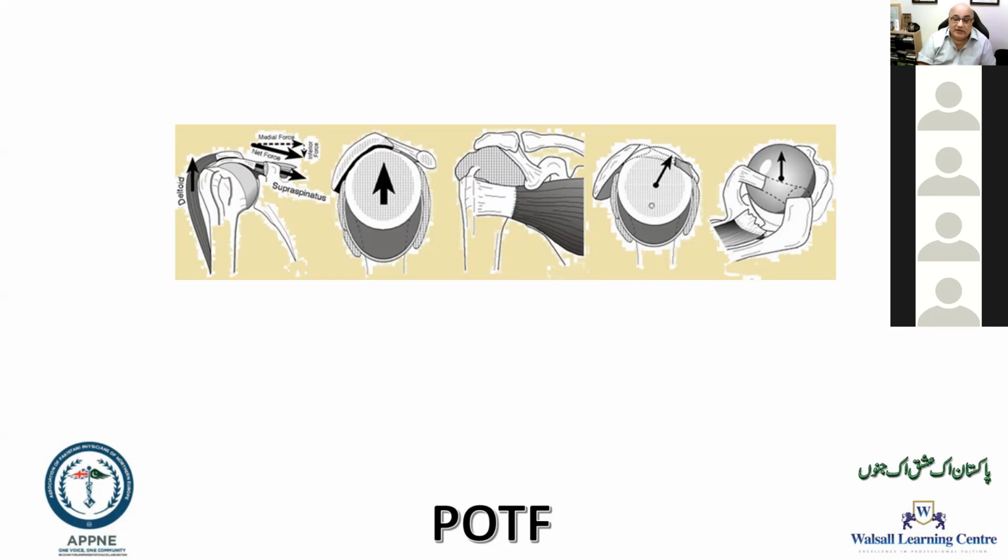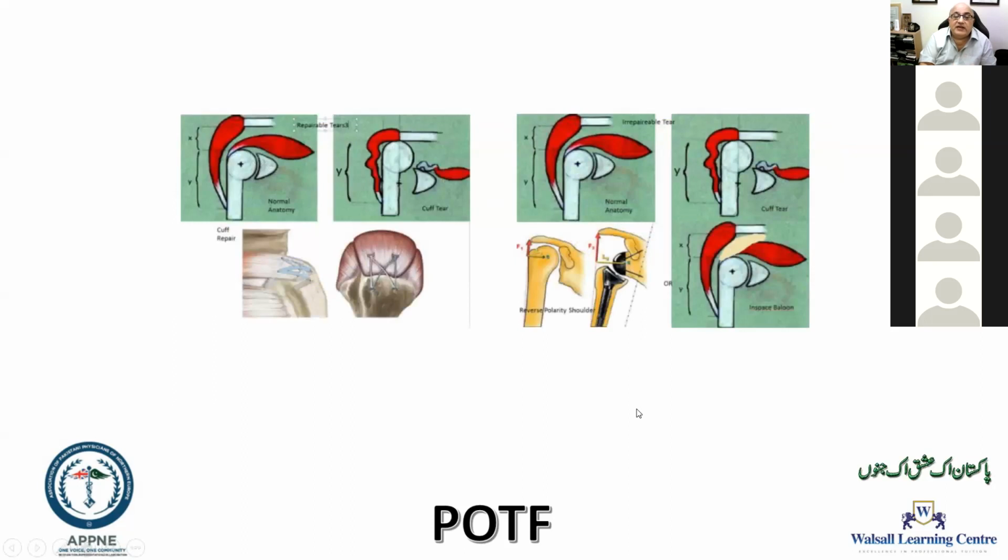So, final bit of the cuff, and then we can call it a day. When the cuff goes away, you can see the humerus goes up, and you can repair it. And you can only repair it if there is no arthritis, the tear is less than 5 centimeters, there is no fatty infiltration, and the quality of muscle is good. So you will repair these.